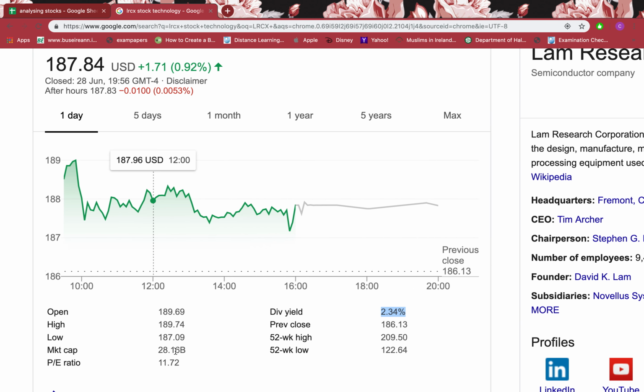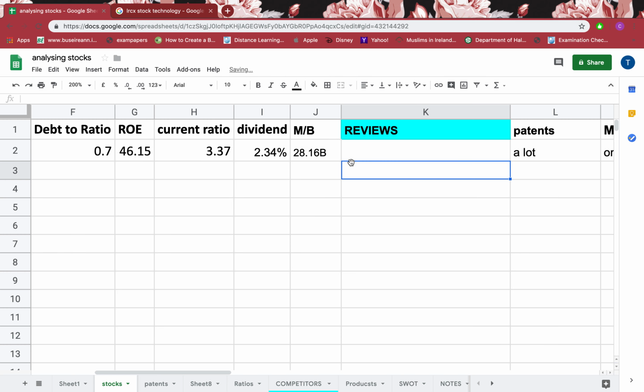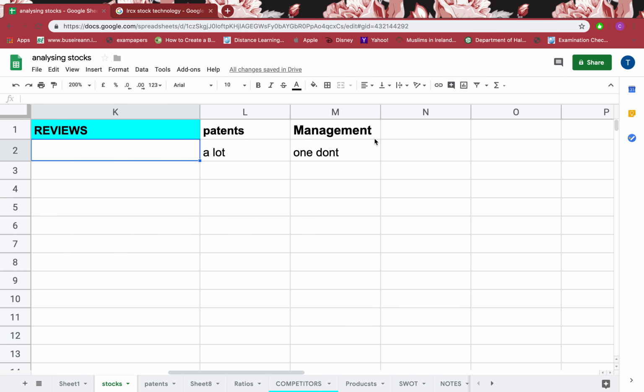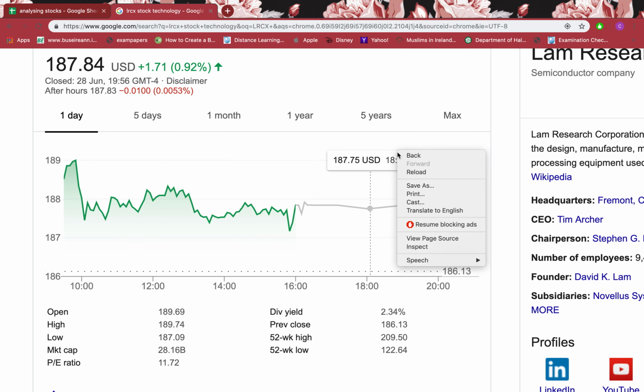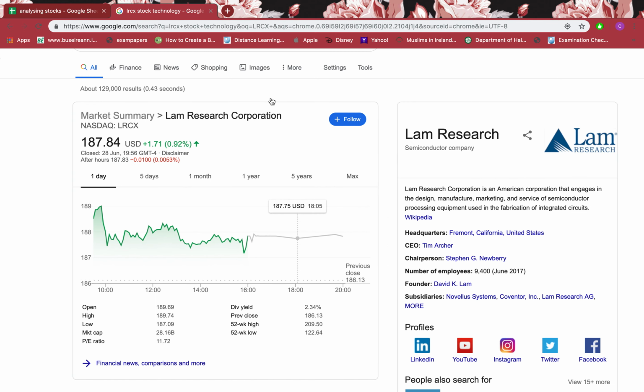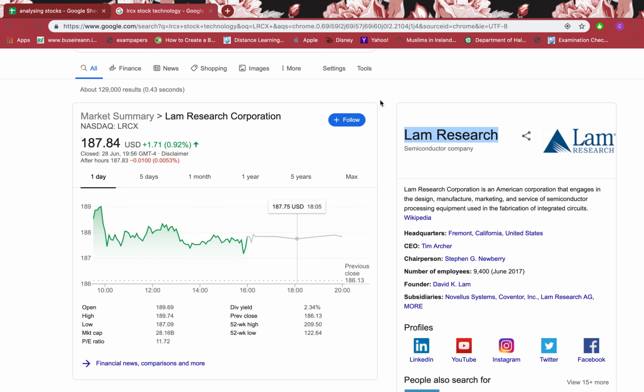Then I'm just interested in the market cap. So how big is the firm? Is it in billions, millions? You can see the market cap from here, the Google information. I'll just copy this part and paste it. I'm also interested in looking at what employees think of it.